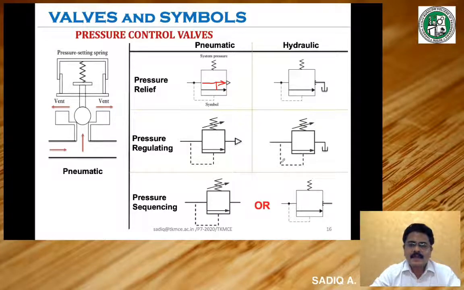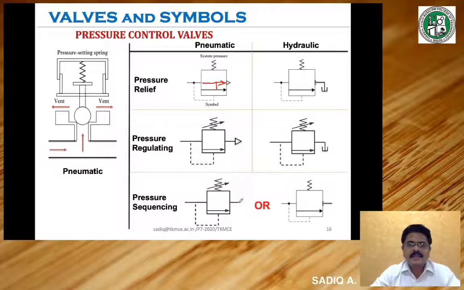If the excess pressure is relieved by allowing the fluid to go back to the reservoir, then it is a hydraulic pressure regulating valve. And a pressure sequence valve has a similar appearance, but you see the vent is not shown; instead the line will be continued.